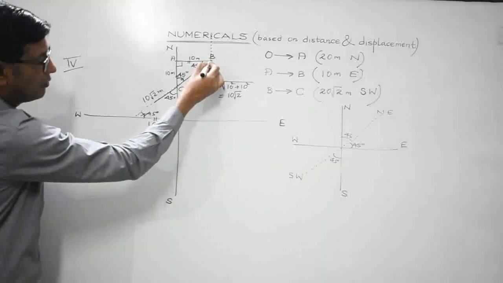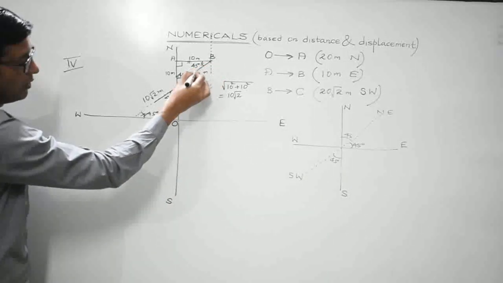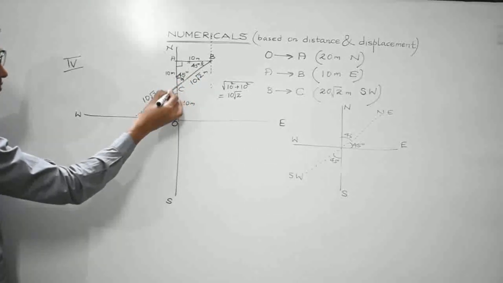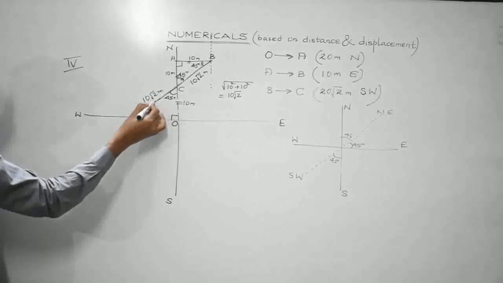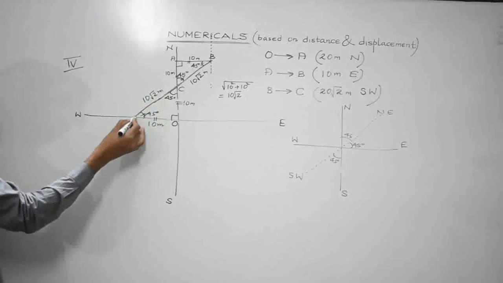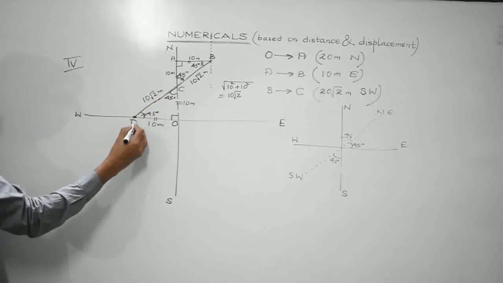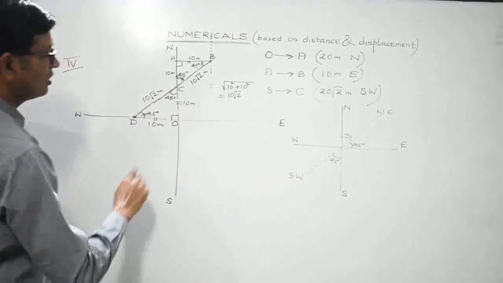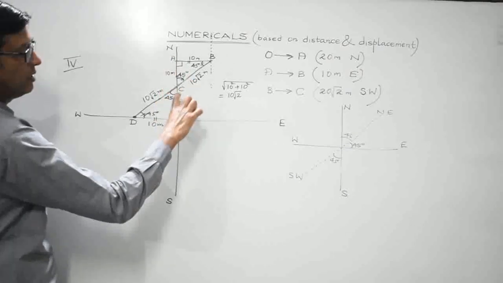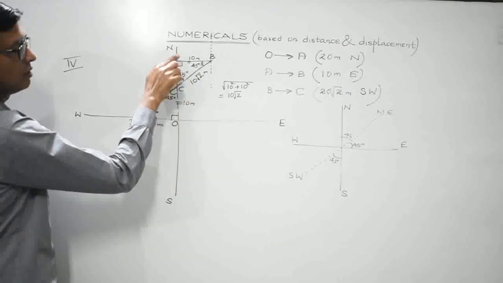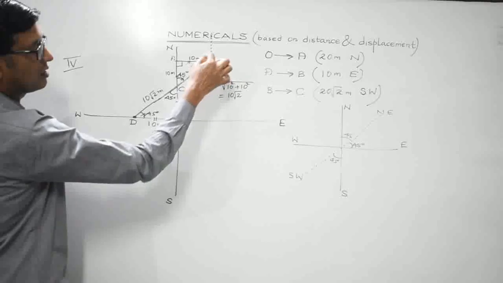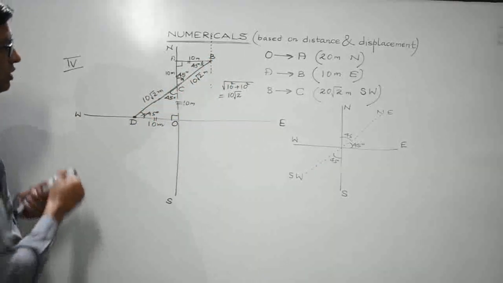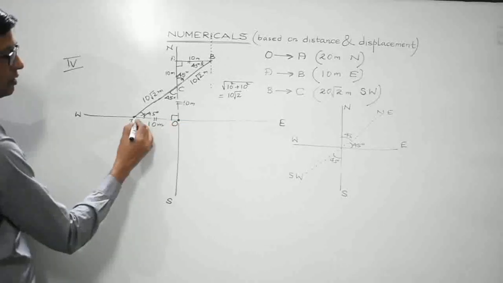So the body, when he starts moving from point B along southwest, moving a distance of 20 root 2 meter, he should stop at this particular point. This is his final destination, point D. Right? So the question is, O to A, it is moving 20 meter, 10 plus 10. It is moving 20 meter towards north, then 10 meter towards east, and then 20 root 2 meter towards southwest. So this is the initial position and this is the final position.